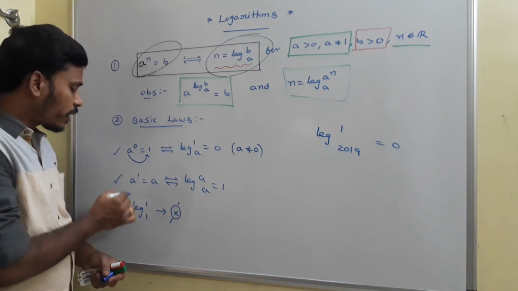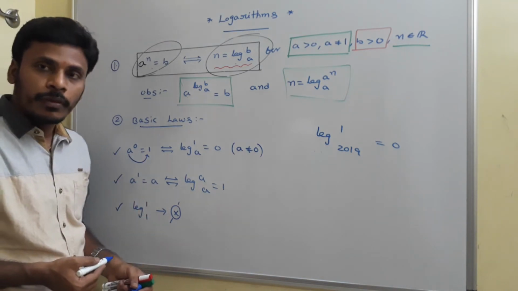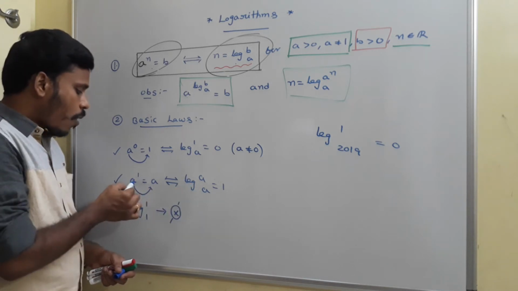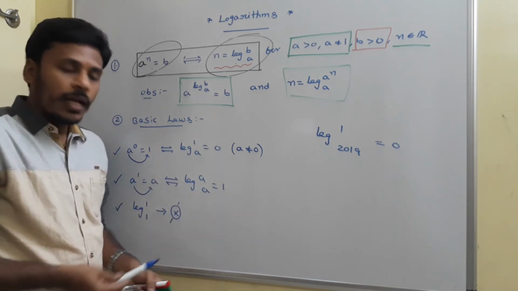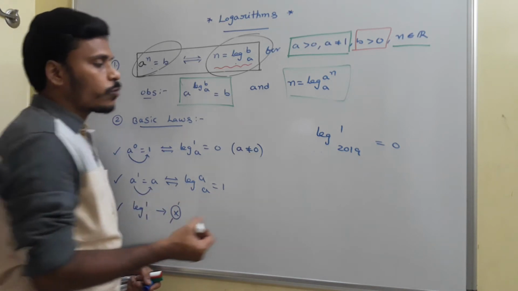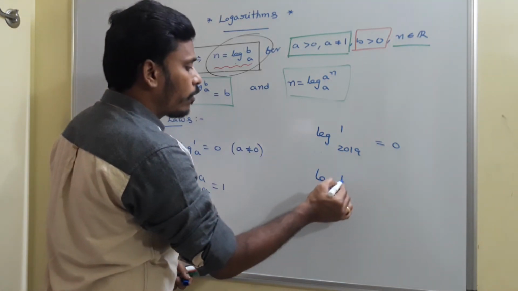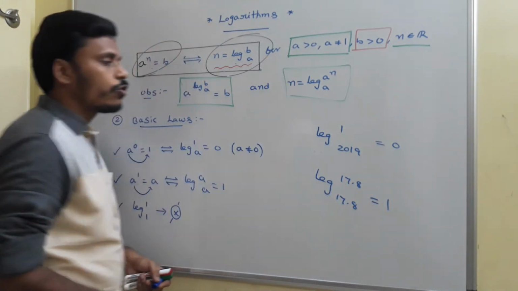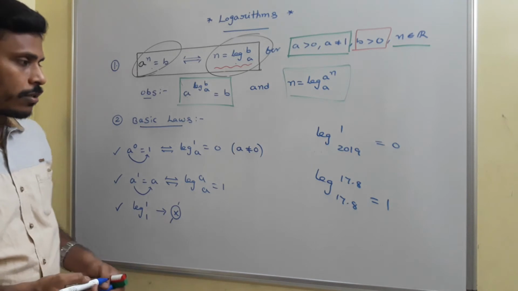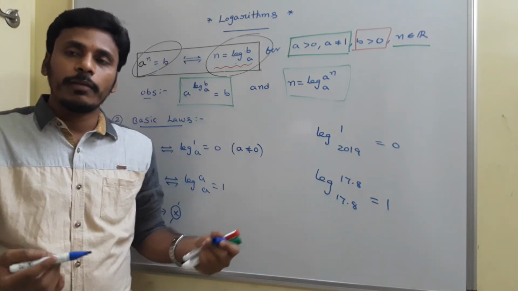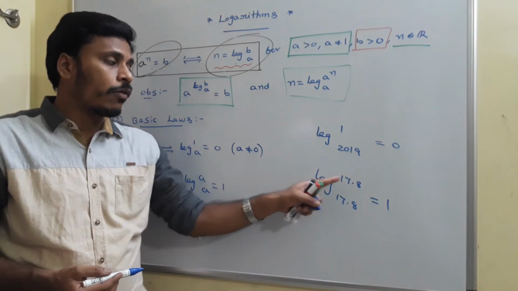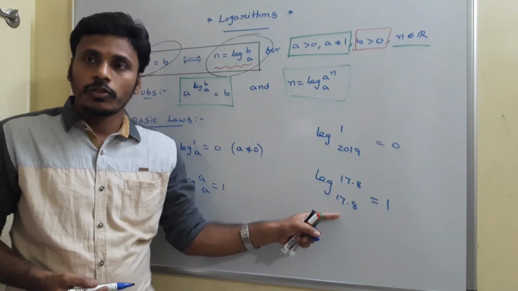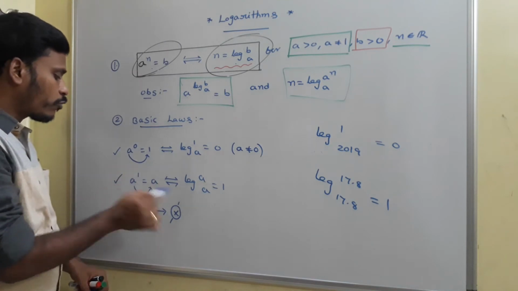Okay. And in the other thing, a power 1 is equals to a. So if you rewrite in terms of logarithms, it becomes the logarithm of a to the base a is 1. Logarithm of a number to the same base is always 1. So for suppose if I have logarithm of 17.8 base 17.8, its value is 1. So these are the two basic laws. One thing is logarithm of 1 to any base is 0 and the other thing is logarithm of any number to the same base is 1. And we have these two basic laws of logarithm just from the concepts of exponents.